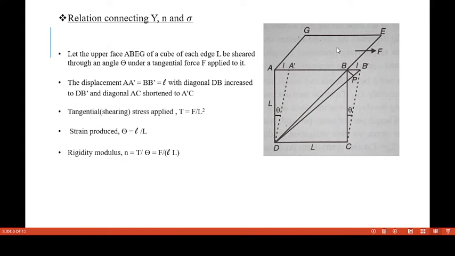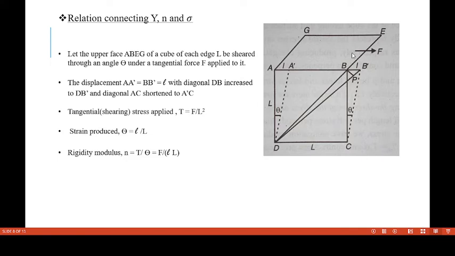Now a tangential force is applied along this surface with the base of the cube fixed on the surface. Now this tangential force causes the upper surface to shear through an angle theta, and the corresponding displacement A dash caused by this tangential force is small l, or this length B dash is also small l, and theta is the shearing angle.